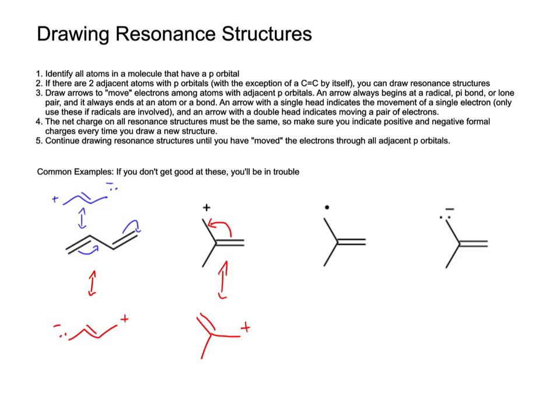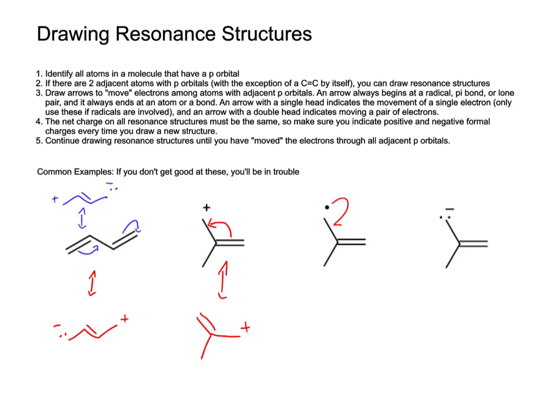In the third structure, we have a radical, which is a single unpaired electron, and this is adjacent to a double bond. So again, we have 3 p orbitals that are next to each other. However, a radical is only a single electron, so we have to use this single-headed, or I guess the half-headed arrow, as it's sometimes called. And that's going to move a single electron.